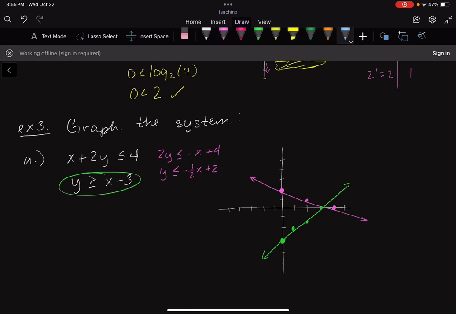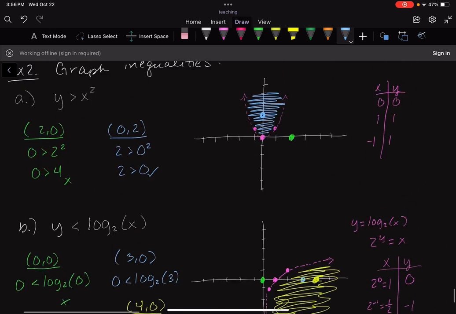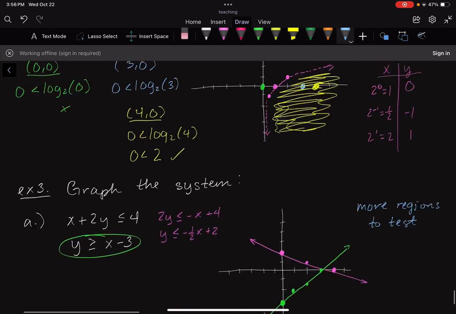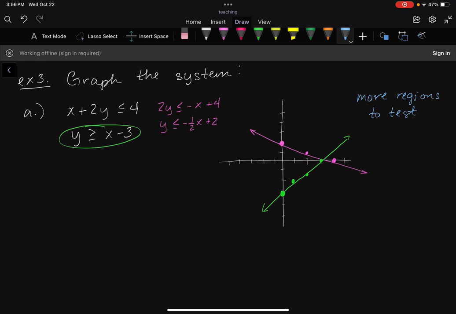So now what we can notice is that we just have more regions to test. What you can do, if you remember which one is which, is this: if it's greater than or equal to or greater than, then you shade above. And if it's less than or less than or equal to, then you shade below. Did I say that right? Yeah. See, even I forget them sometimes.